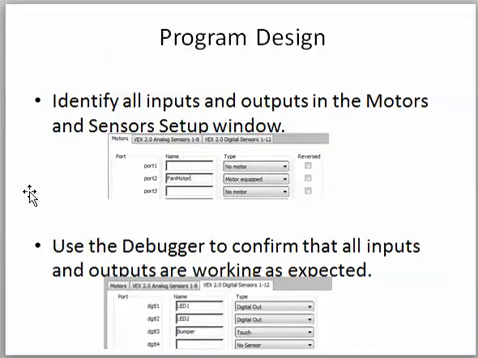Okay, up here they're telling you to check all of your inputs and outputs, which we would have worked on already in class. What they're saying is to go through and check to make sure that the inputs and outputs in the motors and sensors setup window are working correctly. And what we do is use the debugger to confirm that all inputs and outputs are working as expected. More about that in class.